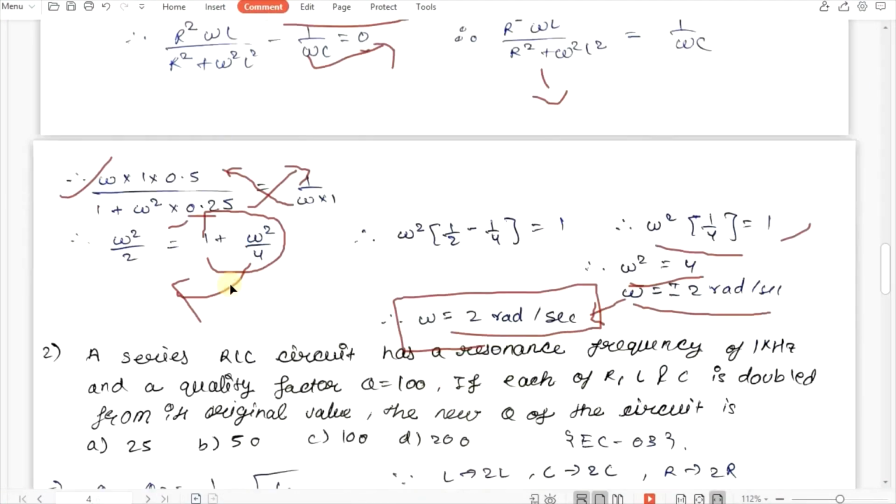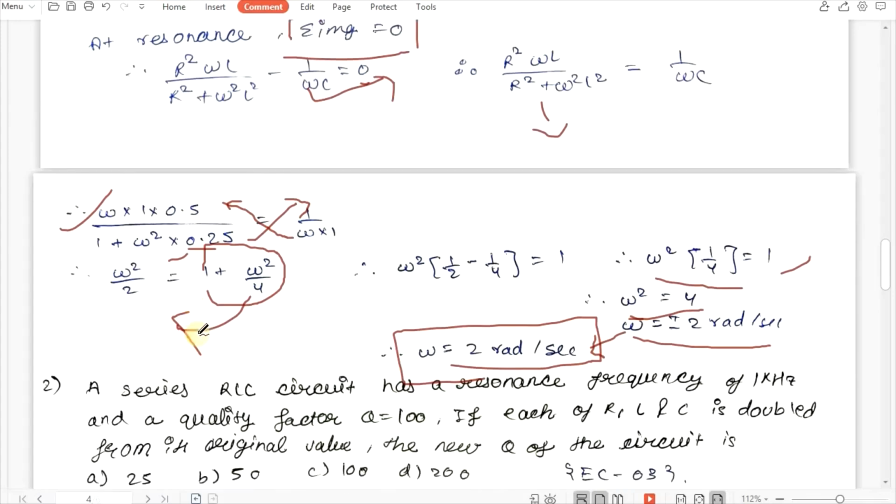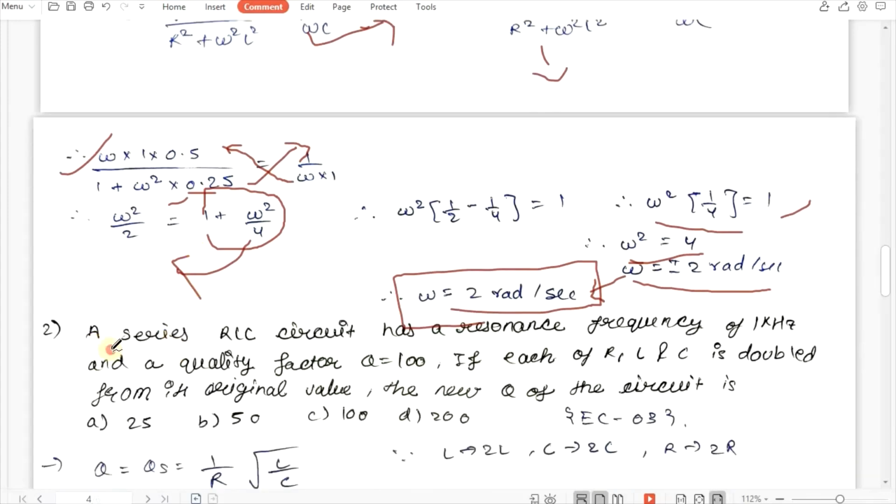Okay, now let's move on to the second question. This second question is of EC 2003. The question is, a series RLC network has a resonance frequency of 1 kilohertz and a quality factor of Q equals 100. If each of RLC is doubled from its original value, the new Q of the circuit is.